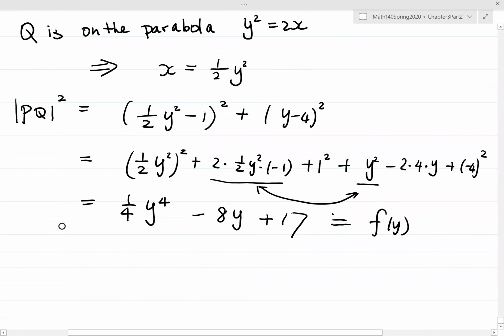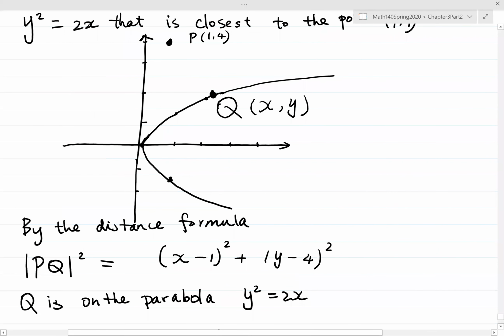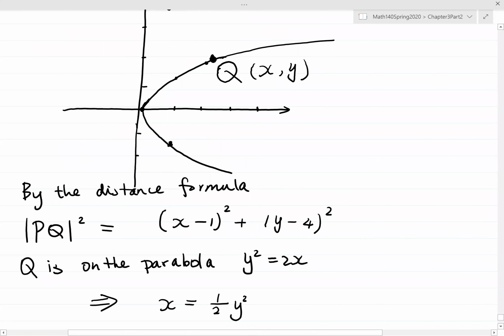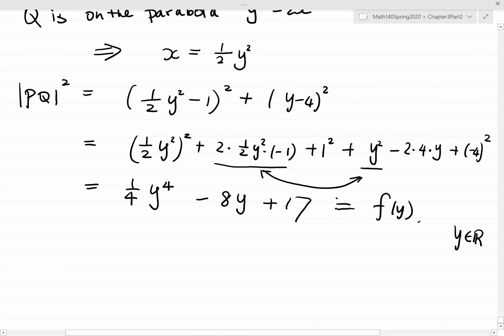Now, what's the range of y? So y is all real numbers. You see, on the parabola, y can be negative, y can be positive. Look at the parabola. y can be anything. The height of the points can be anything. It can be below the x-axis. It can be above the x-axis. It can be anything. So y is all real numbers. So we need to find the minimum of this function.